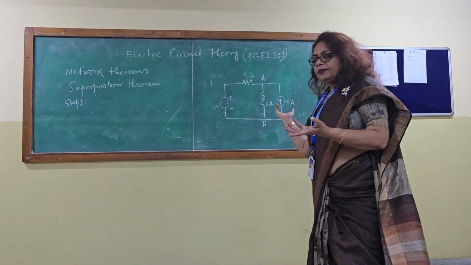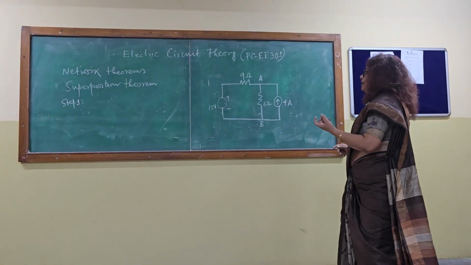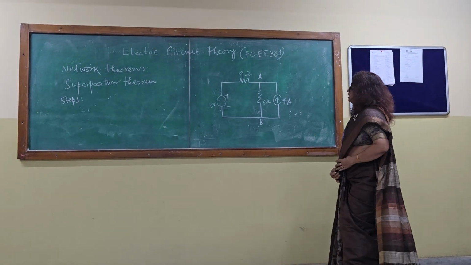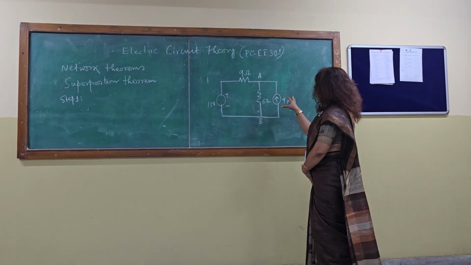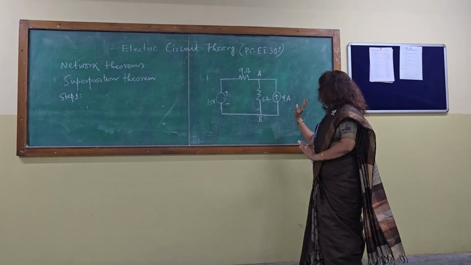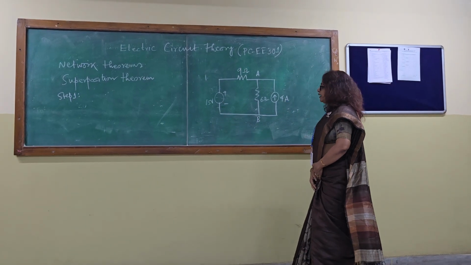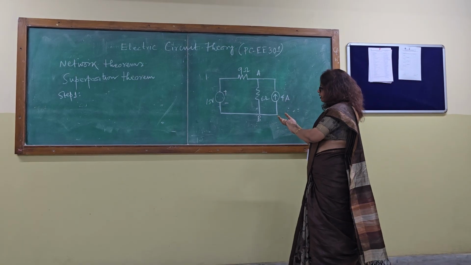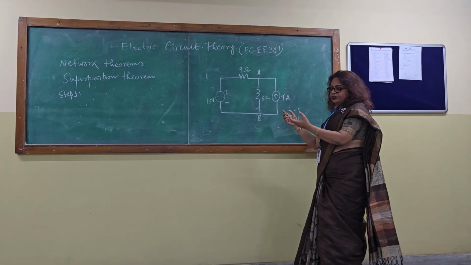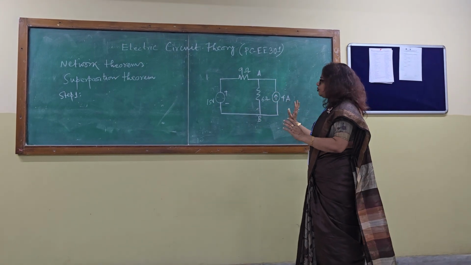Now we will take a particular problem, then it will be very clear. This is a circuit having two sources. One is a current source, a 4 ampere source. One is a voltage source, a 15 volt source. I want to determine the amount of current flowing through the 6 ohm resistance.